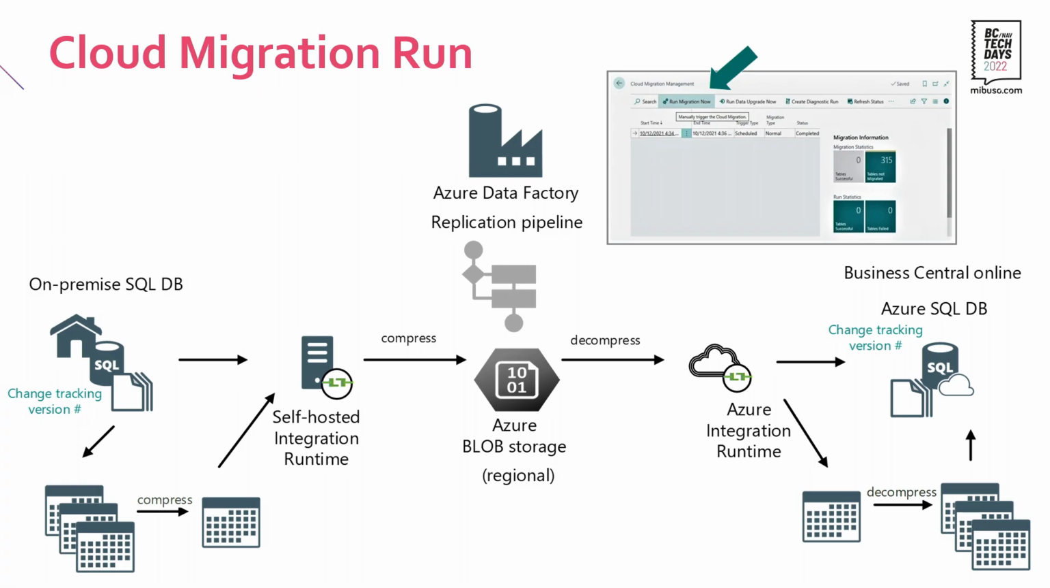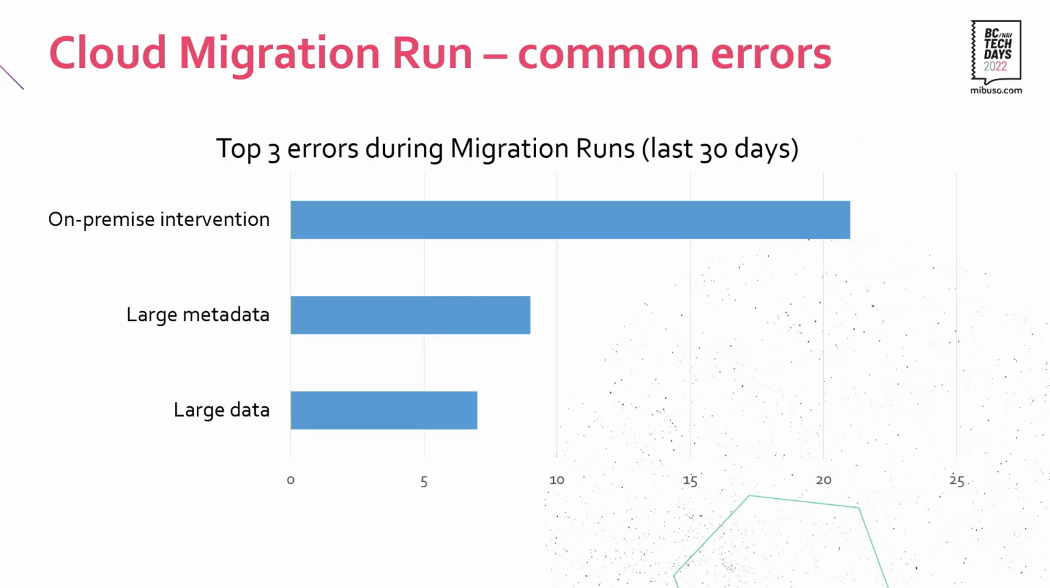We are using change tracking, so it's important that you do not replace or change your on-premise database, otherwise the change tracking becomes invalid. We have to drop it and do the full replication again. And if this happens, you'll see a longer replication run again. So that was for the process.